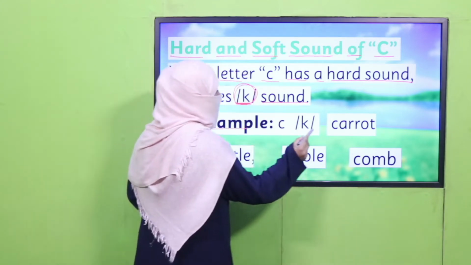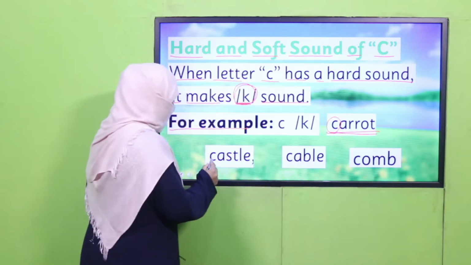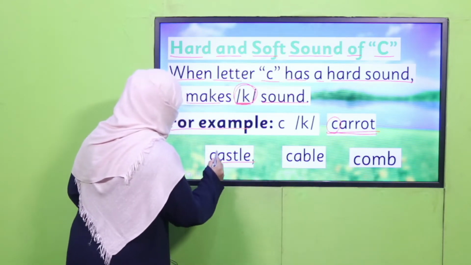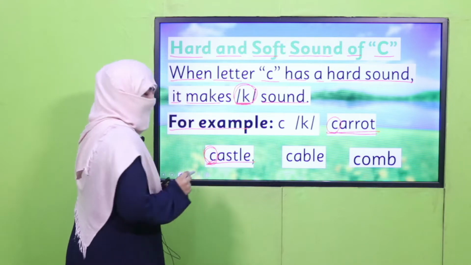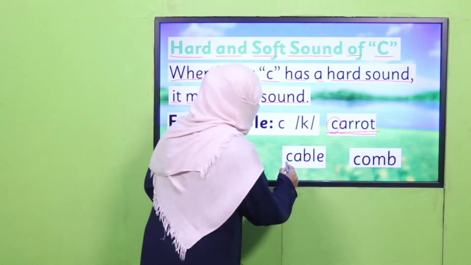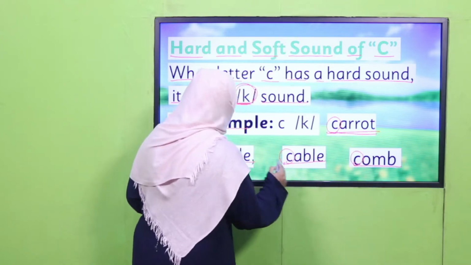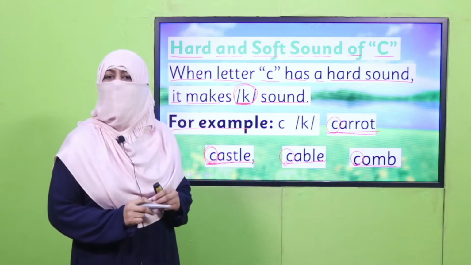Its examples are carrot, castle, cable, corn. This C is saying the sound k. So all these C, how do we say it? By the sound k.